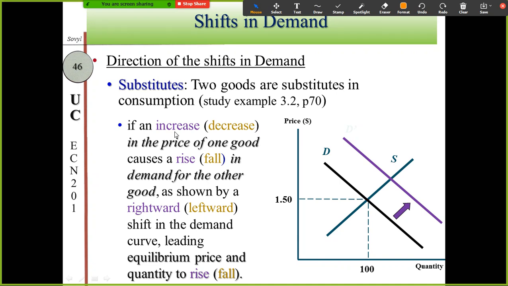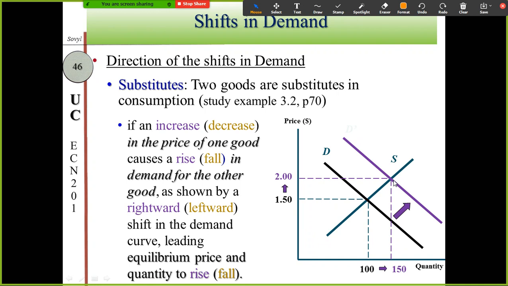If there is an increase in the price of pizza, slice by slice, not a whole pizza, it causes a rise in demand for burger. So when the price of pizza goes up, people will consume less pizza. However, people will consume more burger. When people consume more burger, the demand for burger moves to the right hand side.